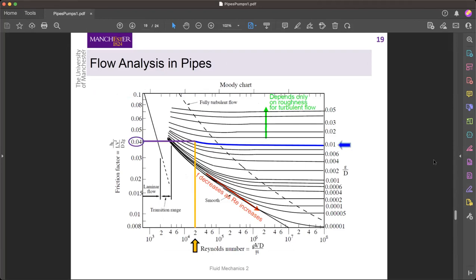Now, please have a look at this graph. If at the exam I tell you that the roughness of the pipe has a certain value and it cannot be neglected, what do you do? I will give you the Reynolds number. You will enter with a certain value of the Reynolds number, and with the corresponding value of the roughness. You will find this point and read the corresponding value of the friction factor. That's it.